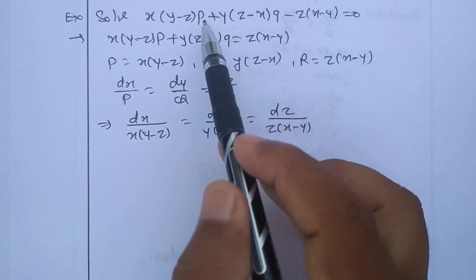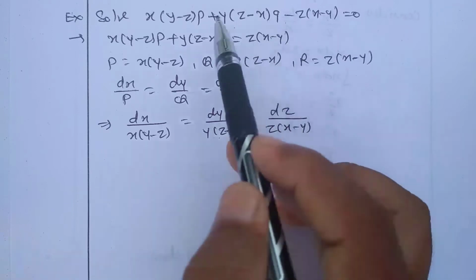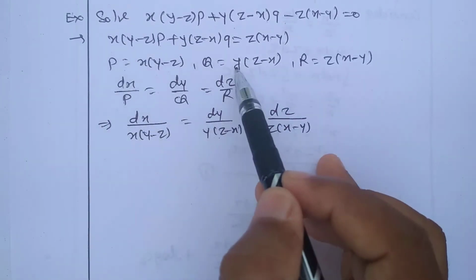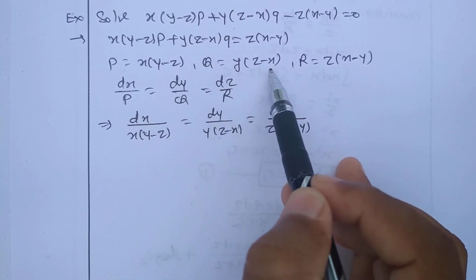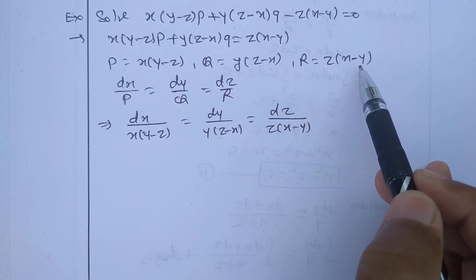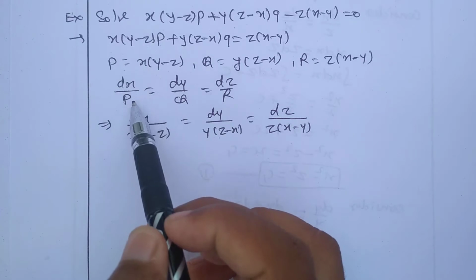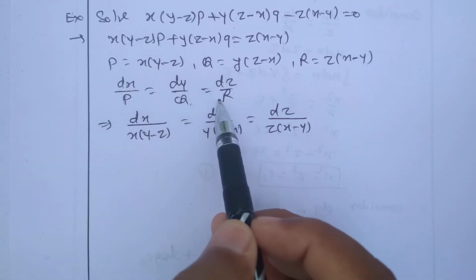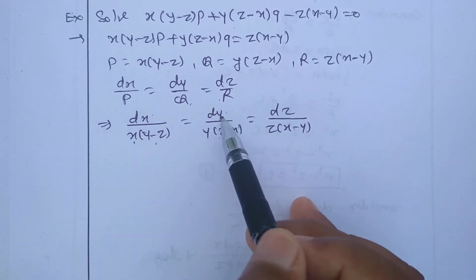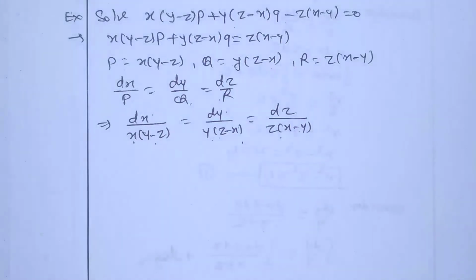We just write this in the standard form, capital P into p plus capital Q into q equals R. So the value of capital P we will get is x(y − z), the value of capital Q is y(z − x), and the value of capital R is z(x − y). Now this differential equation can be written as dx upon P equals dy upon Q equals dz upon R. That is dx upon x(y − z) equals dy upon y(z − x) equals dz upon z(x − y).